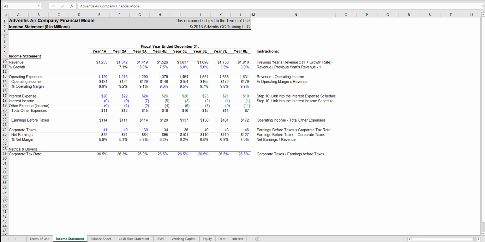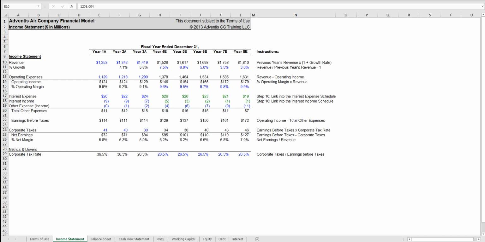In this model here, we have 3 years of historical statements and 5 years of forecasted statements. Years 1 through 3A represent the historical period, and years 4 through 8E represent the forecasted period. So, to walk through this income statement, let's begin with revenue. Then we subtract out our operating expenses. These expenses can represent items such as costs of goods sold, SG&A, and depreciation to name a few.